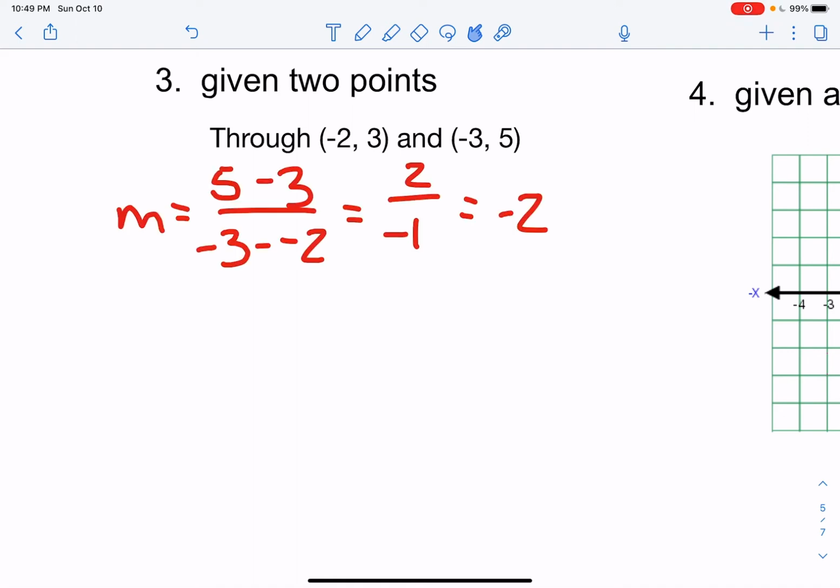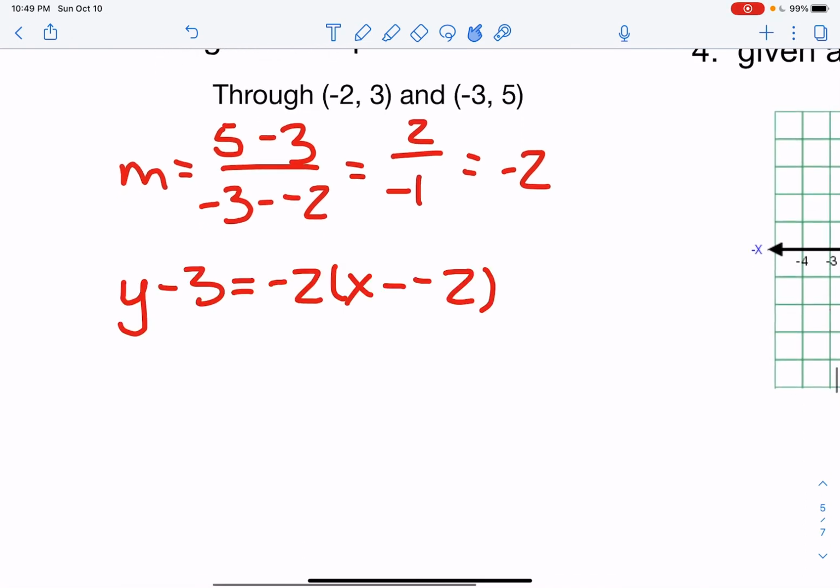So here's what that looks like. First, I find my slope, which in this case is -2. And then from there, I can use the point -2, 3 or the point -3, 5. It doesn't matter. Just pick one. Don't use both. Pick 1 point. So I went with y minus 3 equals -2, my slope, x minus -2. I went with the first point.